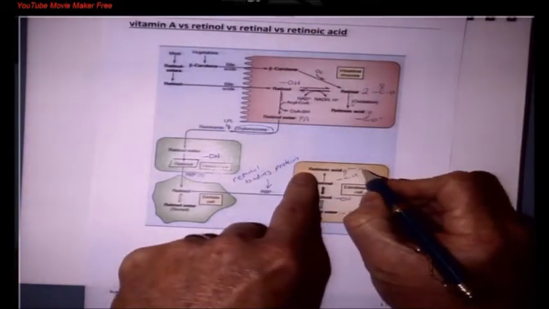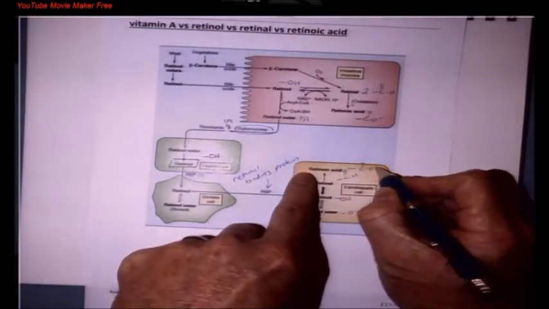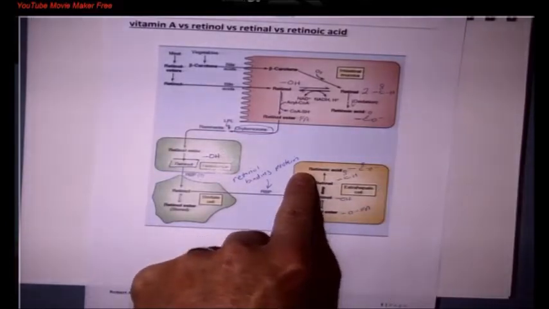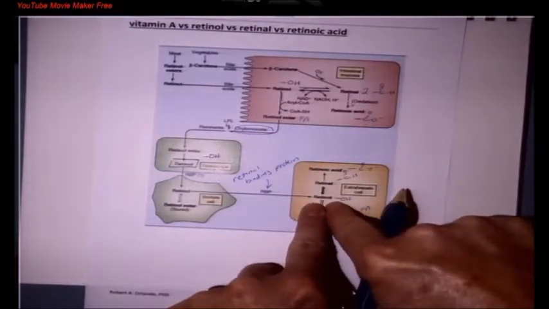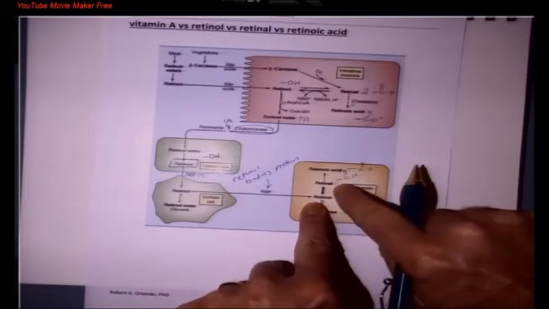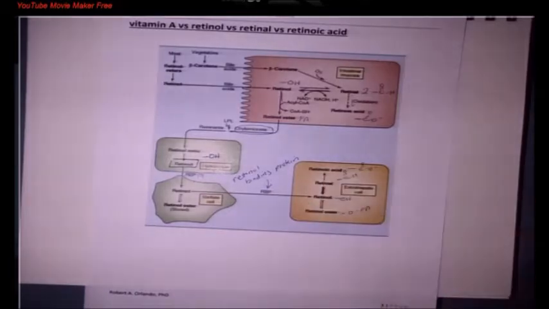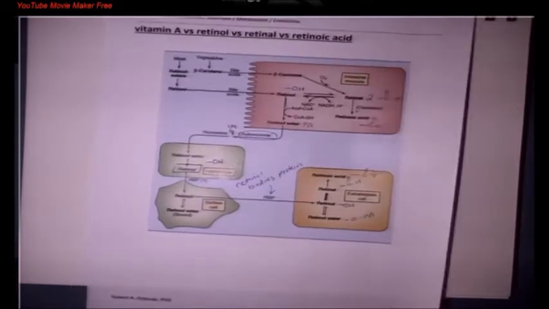The final form it can be converted to is the acid form. So the conversion of the carrying form of retinol to either retinaldehyde or retinoic acid is going to be tissue dependent, on what that tissue needs. Now, here's a good example of a tissue need.